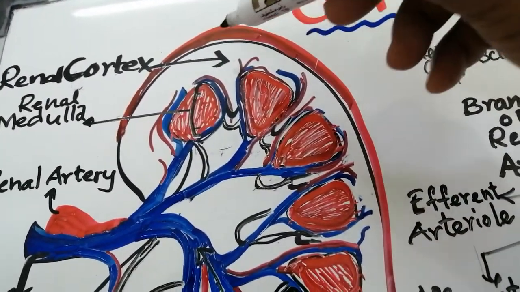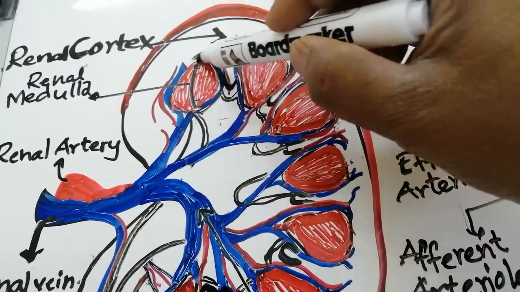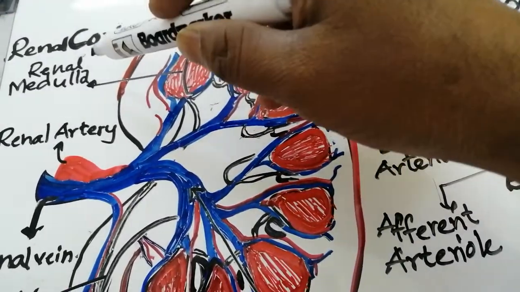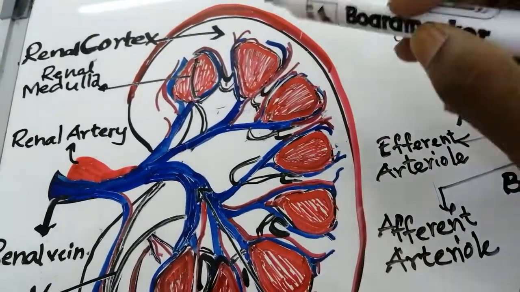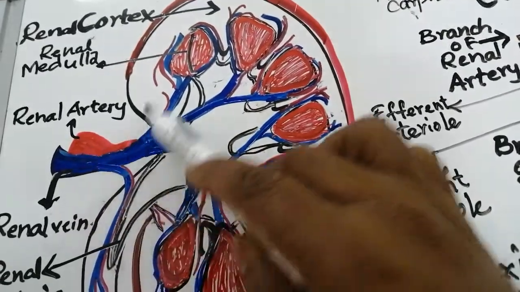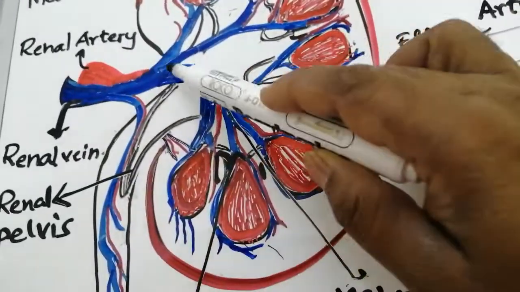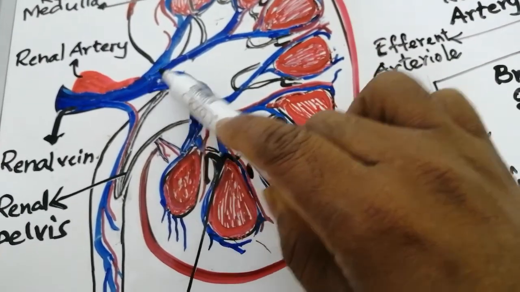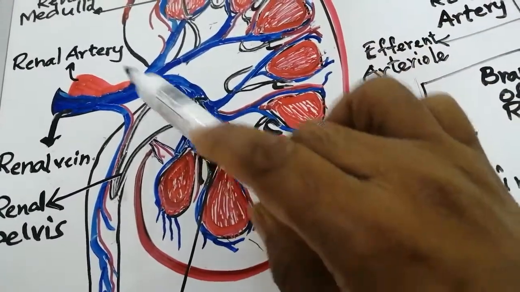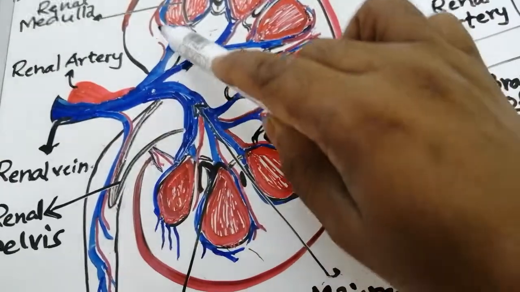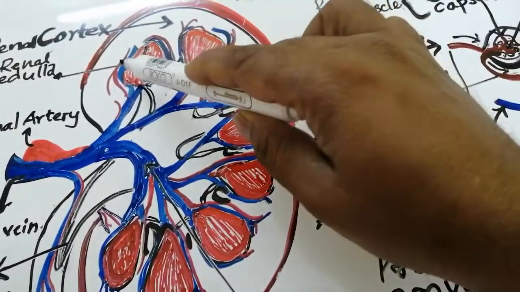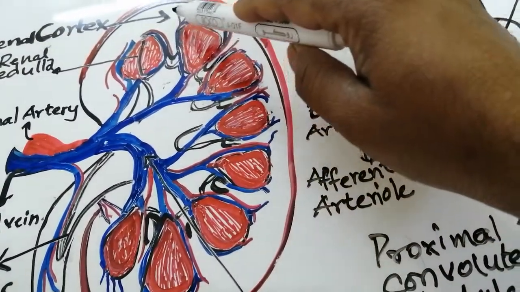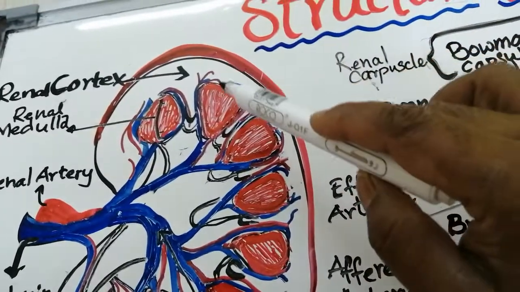Renal cortex, and this part is known as the renal medulla, and here the renal artery and the renal vein. I indicated the renal vein with blue color, students. This is the renal artery. After that, these two combine to form the capillaries. Here you can see that.